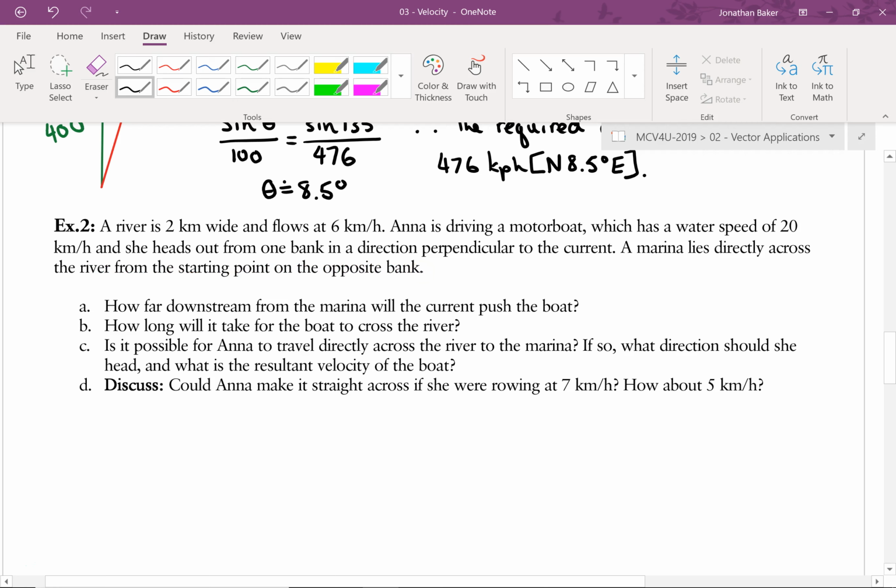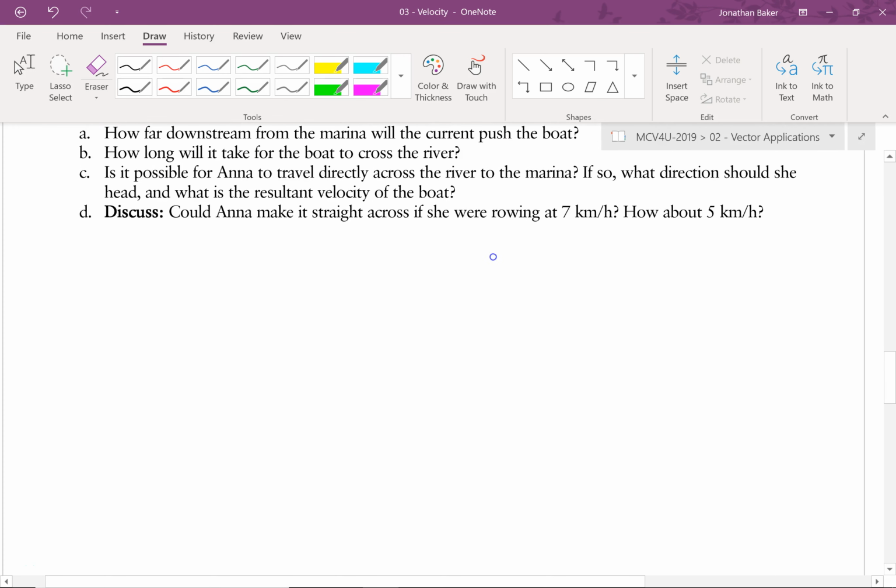A marina lies directly across the river from the starting point on the opposite bank. So the idea here is that she's trying to drive to the marina, and she's pointing her boat initially right at the marina, but the current is going to be moving her downstream. So the first question says, how far downstream from the marina will the current push the boat? Well, let's draw this out.